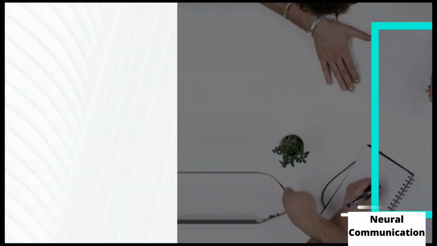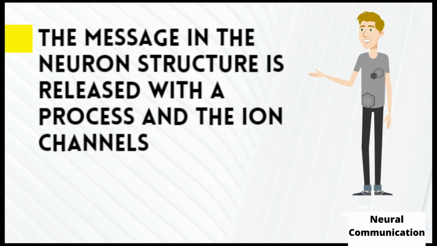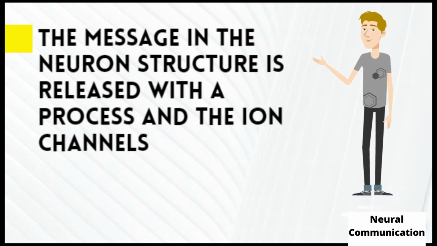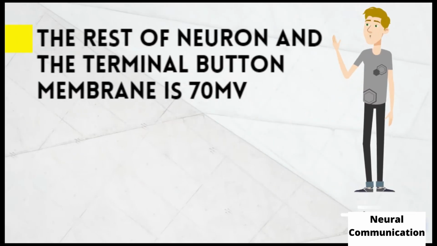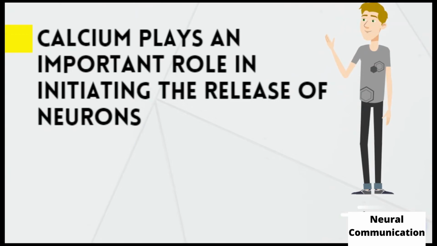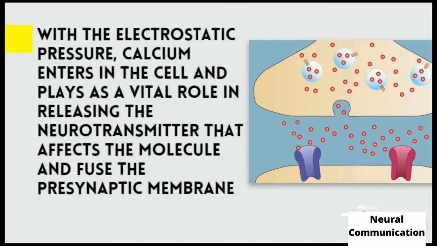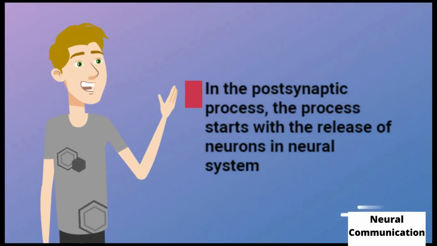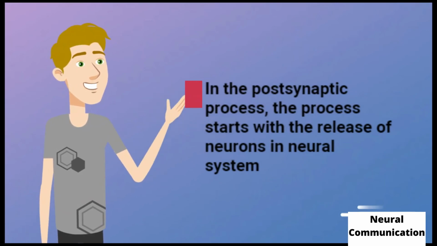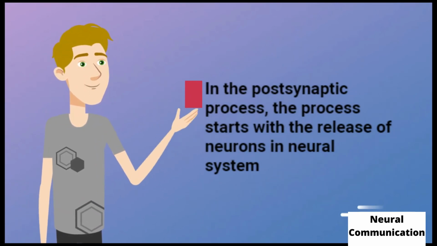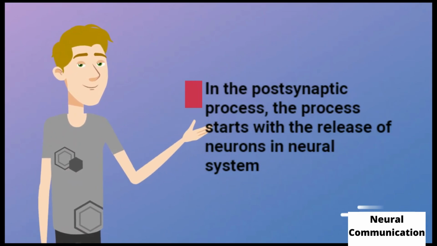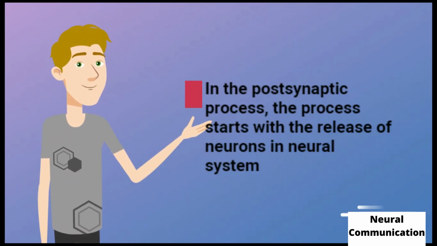Neurotransmitter release. The message in the neuron structure is released through a process involving the ion channels. The resting potential of the neuron and the terminal button membrane is -70 mV. Calcium plays an important role in initiating the release of neurotransmitters. With electrostatic pressure, calcium enters the cell and plays a vital role in releasing the neurotransmitter, which affects the molecule and fuses with the presynaptic membrane. In the postsynaptic process, the process starts with the release of neurotransmitters in the neural system.